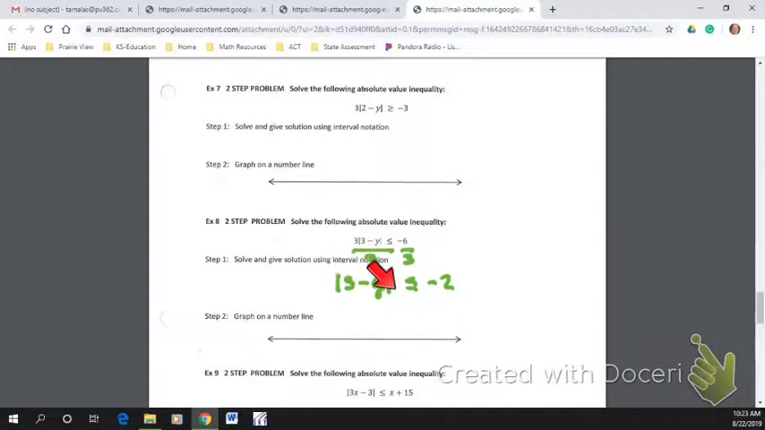And positive, these always come out positive over here no matter what. Positives are never less than negatives. So that one's no solution. So you will probably have an empty set symbol like that to select. And then for your graph, you simply leave it blank. Okay? And we'll leave the graph blank.